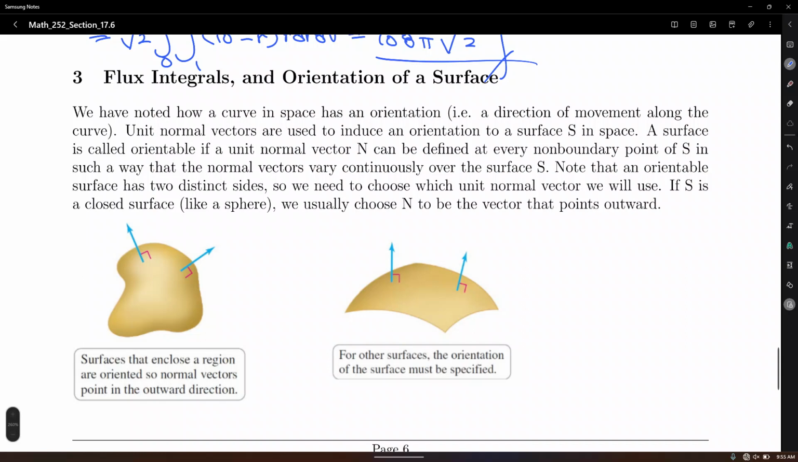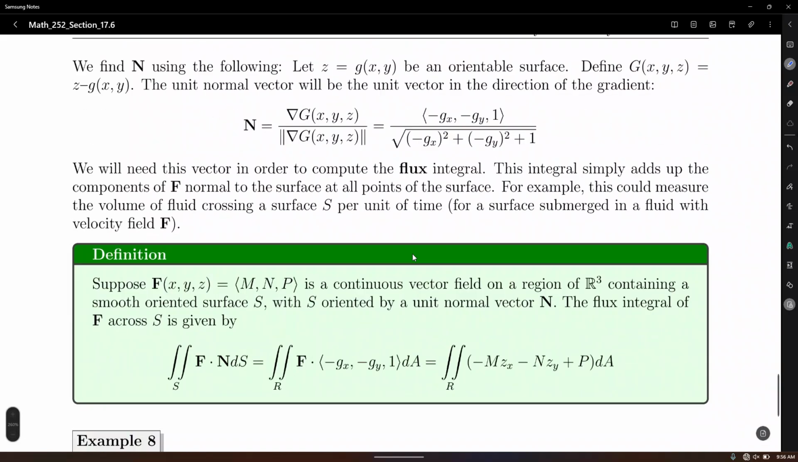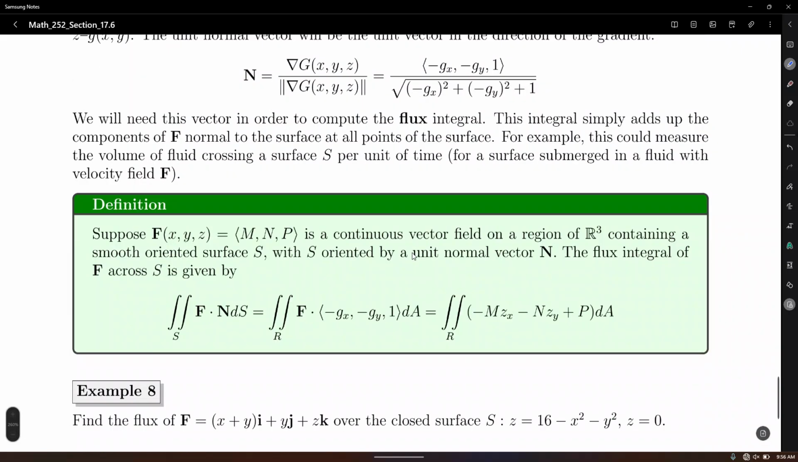However, for surfaces that are not oriented, we need to be specific about the orientation. Are we coming in or are we coming out of the surface? But why do we want to do this? Because we're going to learn about a new integral called a flux integral, which is an integral that involves a surface integral. But what is it anyway?